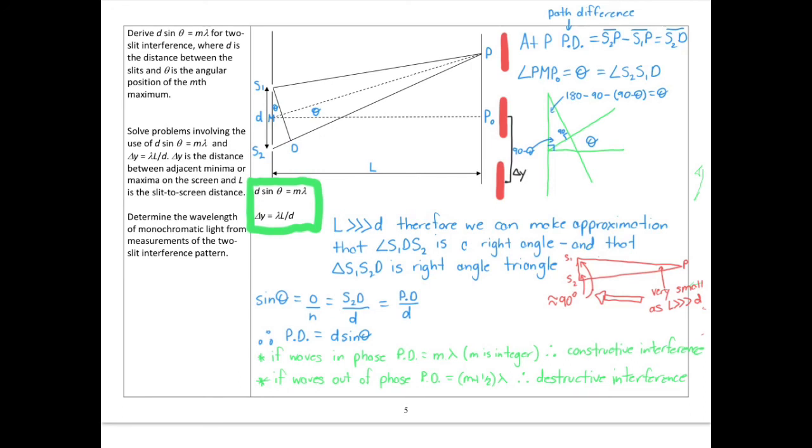So hopefully that's given you a good understanding of what a two-slit interference pattern looks like. Sorry, I do jump between double slit and two-slit, but they mean the same thing. And also that process where we use trigonometric and geometric reasoning to demonstrate that, which is in a sense what I've done on this slide.